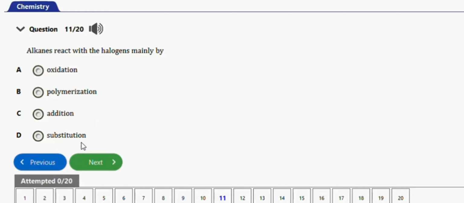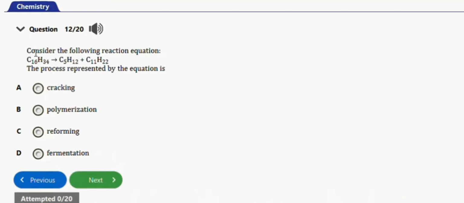Alright, so the next question is this one. It says consider the following reaction equation. The process represented by the equation is cracking because a higher hydrocarbon is being broken down to smaller ones. So it's cracking, guys.